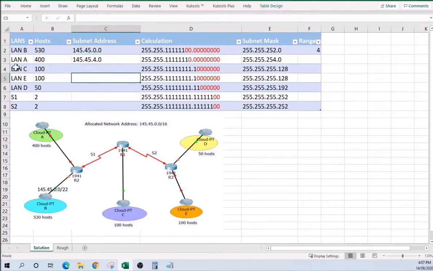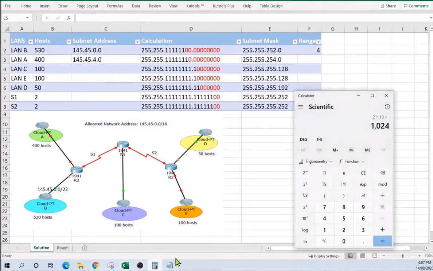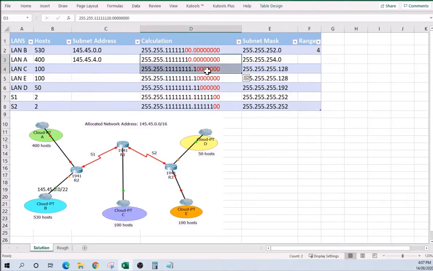In the same way, for LAN A, we have to accommodate 400 hosts. Let's find how many bits we need. 2 to the power 8 would be 256, less than 400. 2 to the power 9 comes as 512, that is more than 400. So we are going to use 9 bits. Here, I have taken 9 bits starting from the rightmost octet. That means 8 bits from the fourth octet and 1 more from the third octet.